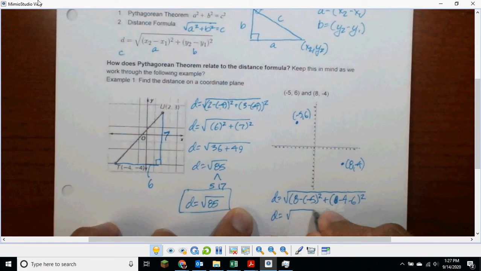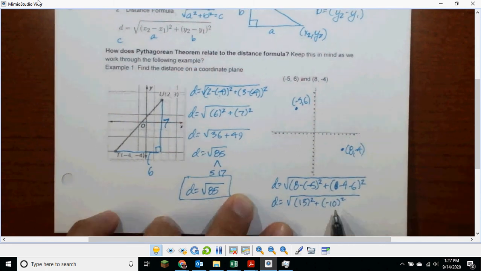So our D is now the square root of 8 minus -5 squared, which is 13 squared, plus -4 minus 6, which is -10 squared. Now, very important, when I'm putting in -10 squared, I know this means -10 times -10, two negatives being multiplied together, so it's going to give me a positive. Any number that I square gives me a positive. So I have to make sure if I plug this into my calculator that I use the parentheses. If I don't use the parentheses, it's going to give me a negative number.